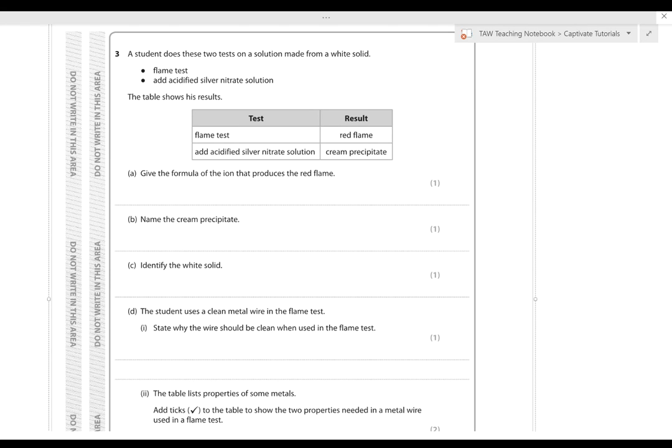Okay, question 3, all about flame tests and testing for ions. So let's have a look at A. We want to give the formula of the ion that produces this red flame. That's just a matter of remembering or learning that lithium in a flame test gives a red flame, or in fact strontium as well is another ion that will give you a red flame in the flame test.